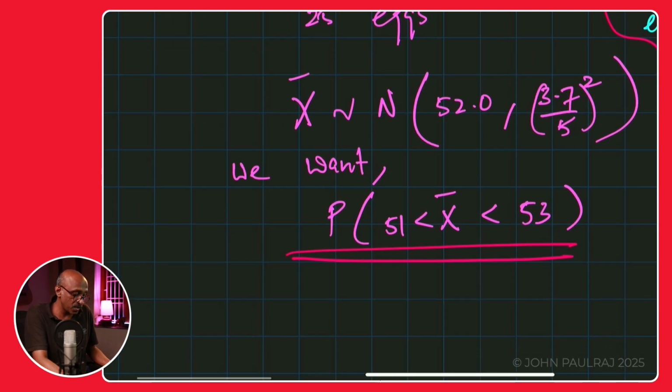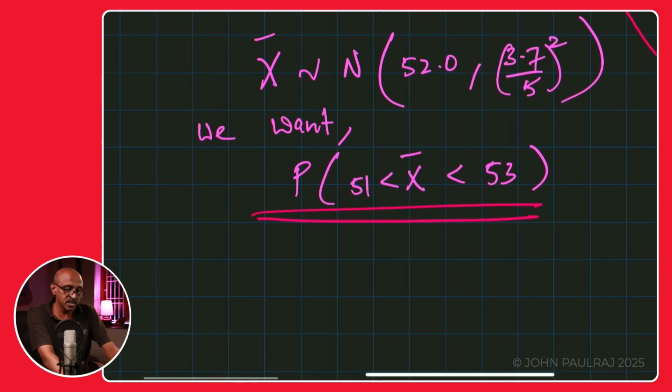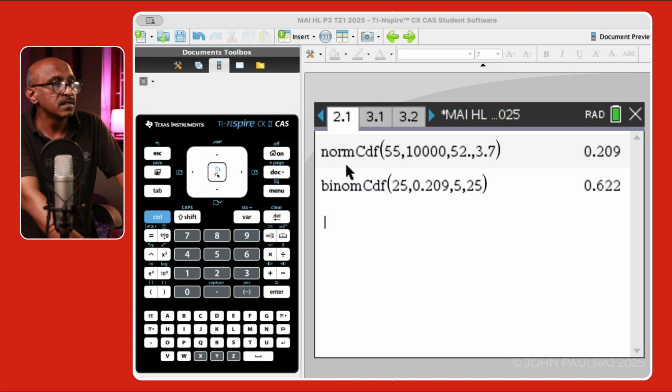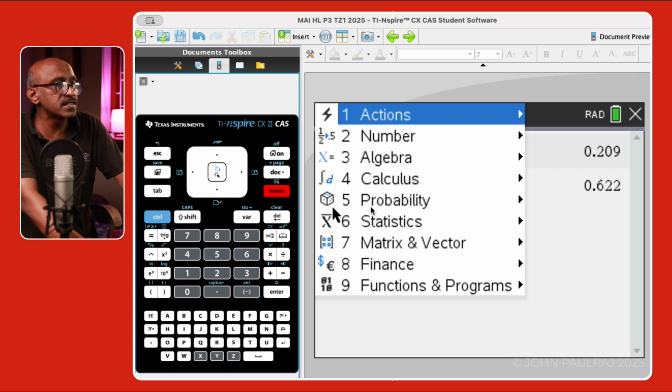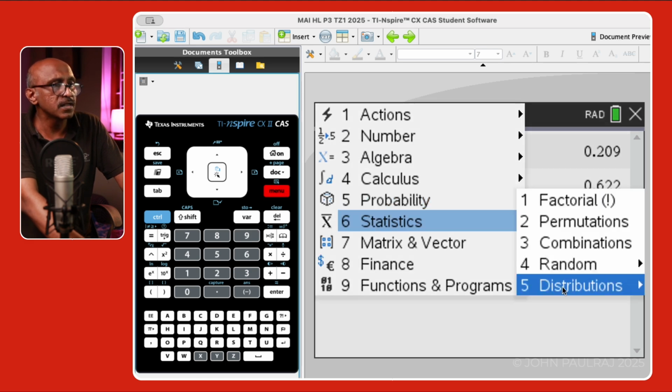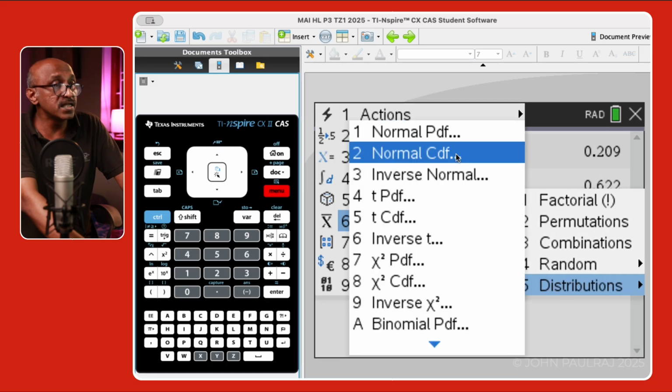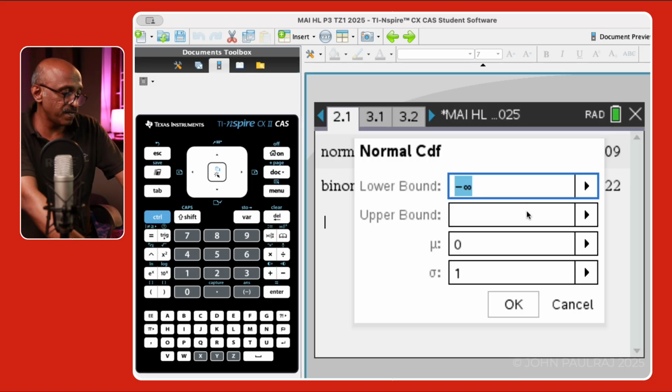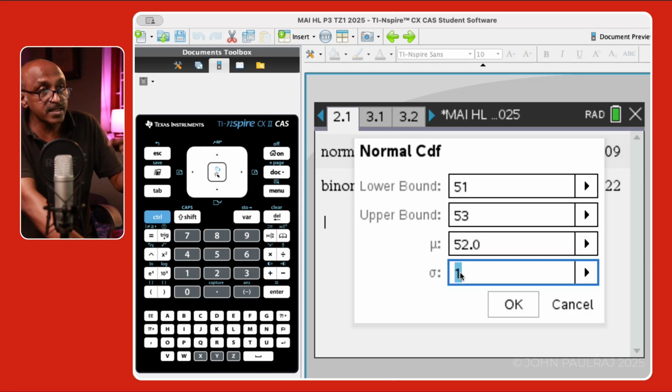So again, back to the calculator with these values. Let's just go there. Sometimes I forget where it is. Okay, here we go. Distributions. Normal CDF again. All right, low bound this time 51 and upper bound is 53. Okay, and the mu, remember we are using 52.0 as before. Sigma, I know it says sigma, but we are using the standard error as an approximation.